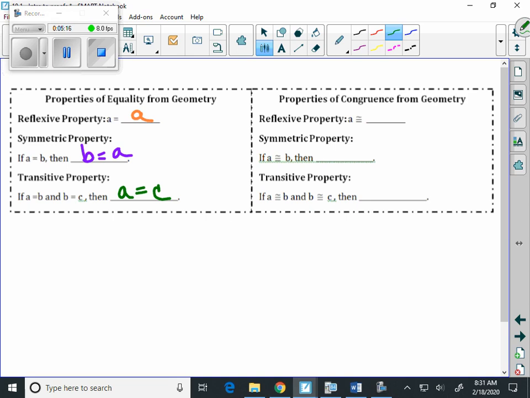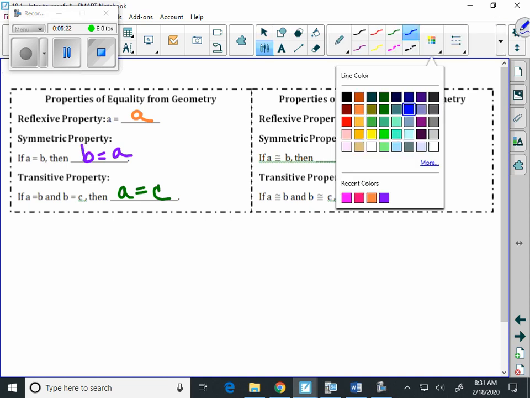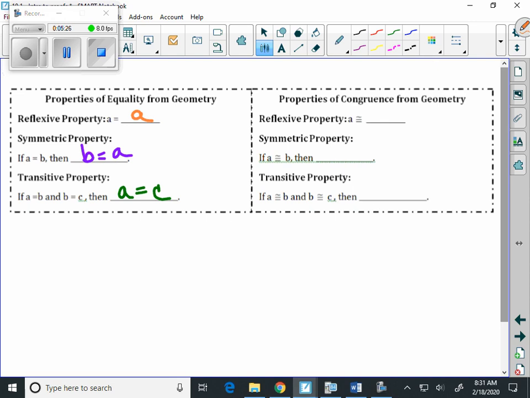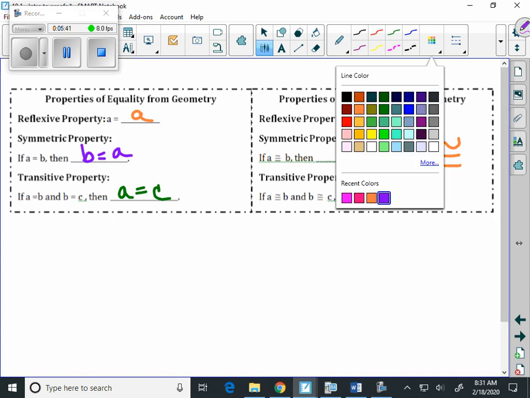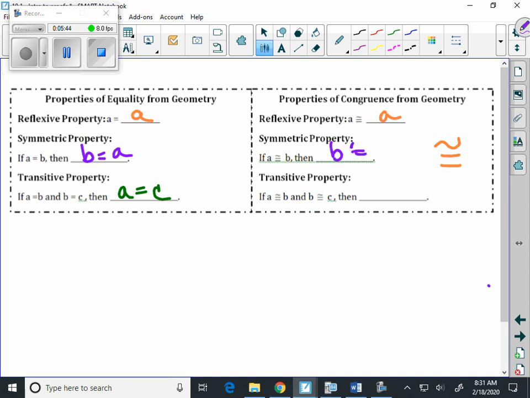Then when we look to the right, we've got congruence. For the properties of congruence, what's changing here is that we need to say that A is congruent to A. Remember that symbol, because we haven't used it for a while, is congruent. And the symmetric property: if A is congruent to B, then B is congruent to A. And again, the transitive property, we are transporting: if A is congruent to B and B is congruent to C, then A is congruent to C.